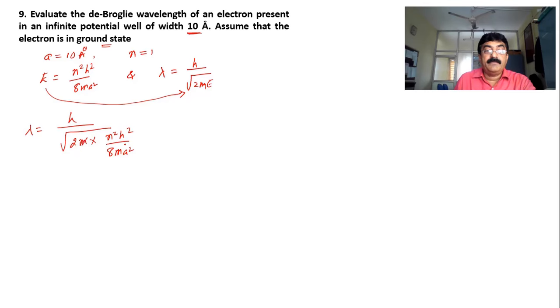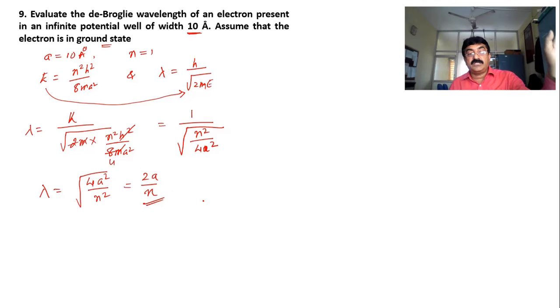Simplify, m cancels, h square and h cancel, 2 ones are 2, 4s cancel. So finally I am left with 1 in the numerator. In the denominator it is n square by 4a square, correct? So lambda is therefore 4a square by n square under root, that is 2a divided by n. You can use it for any state.